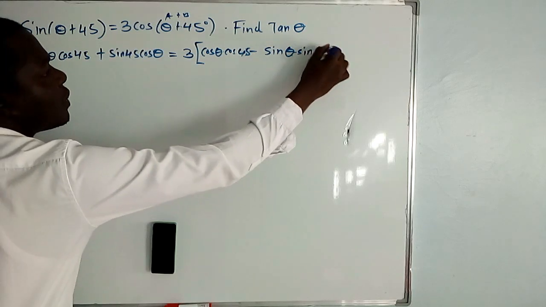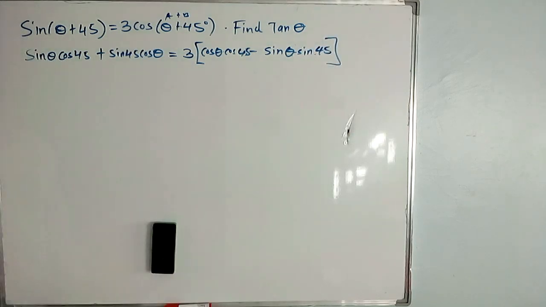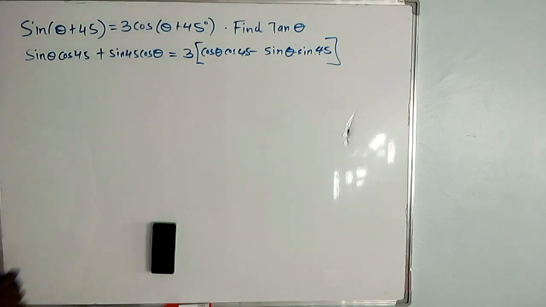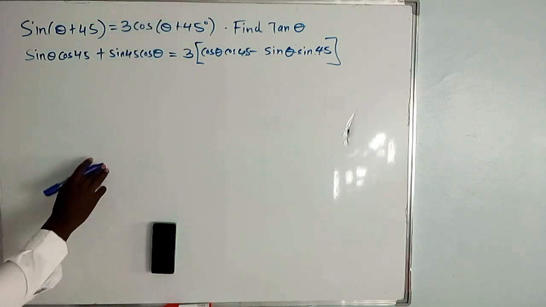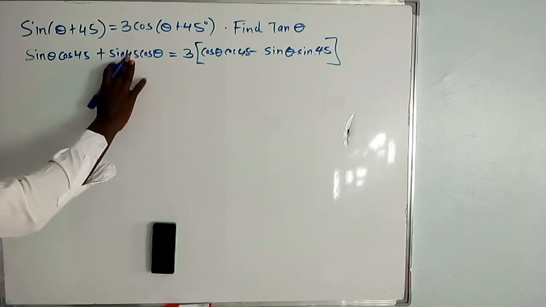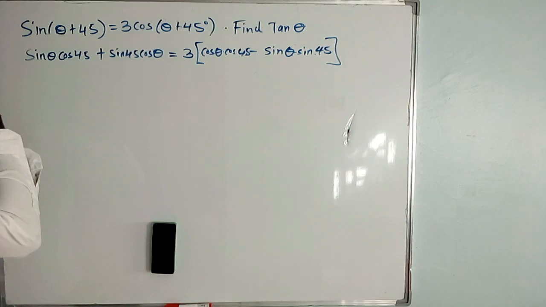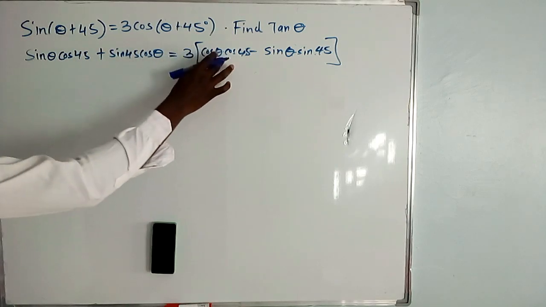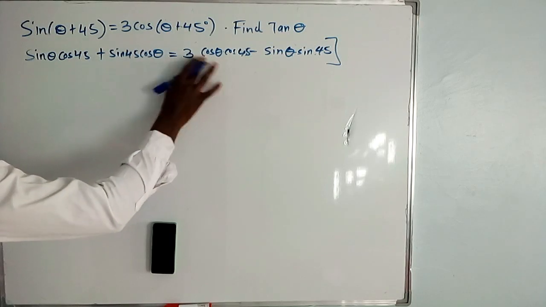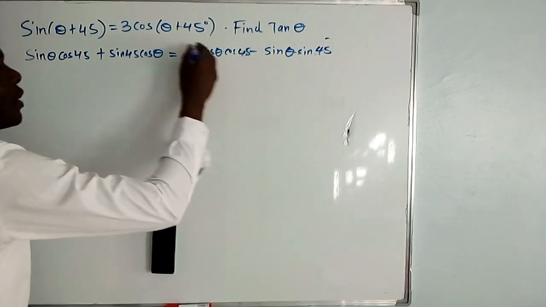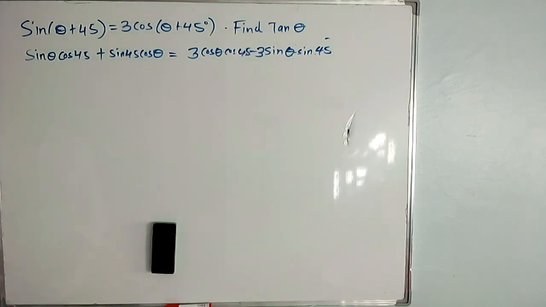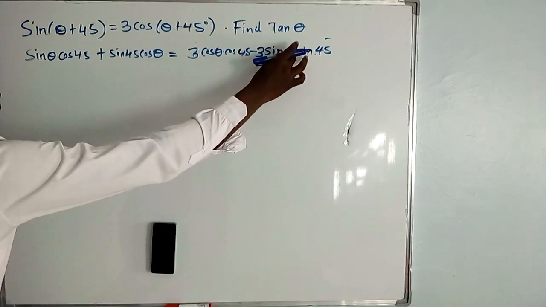So you see, we are using the sine sum angle formula and the cosine sum angle formula. Then you simplify. On this side, we have sin theta cos 45 plus sin 45 cos theta is equal to 3, a common factor on the right hand side of the equation. It multiplies everything inside the bracket, so we have 3 cos theta cos 45 minus 3 sin theta sin 45 degrees.